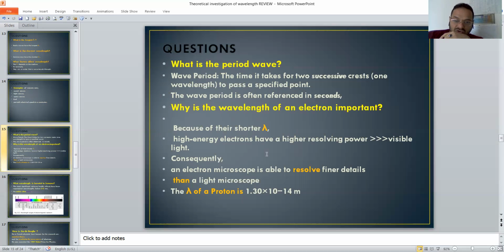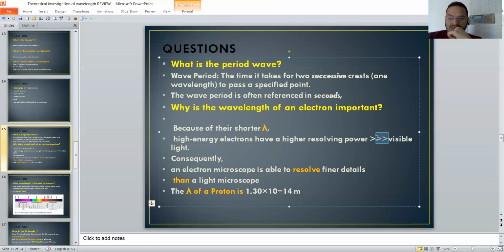High energy electrons have high resolving power. This is important to us. Higher energy electrons have a higher resolving power, bigger than visible light. Let's highlight it. Consequently, an electron microscope is able to resolve finer details than a light microscope.